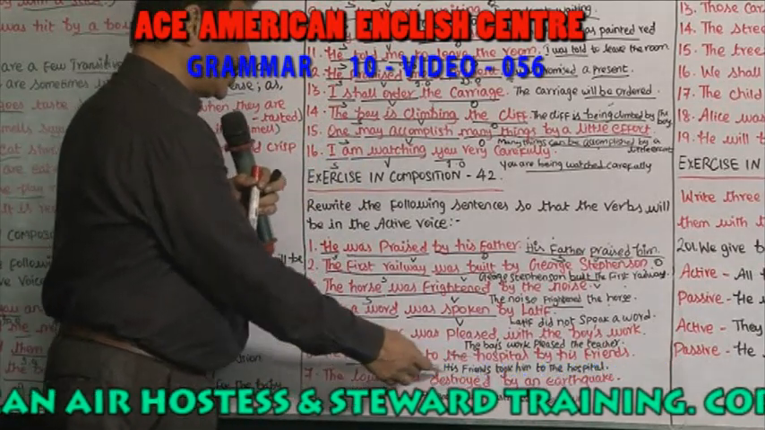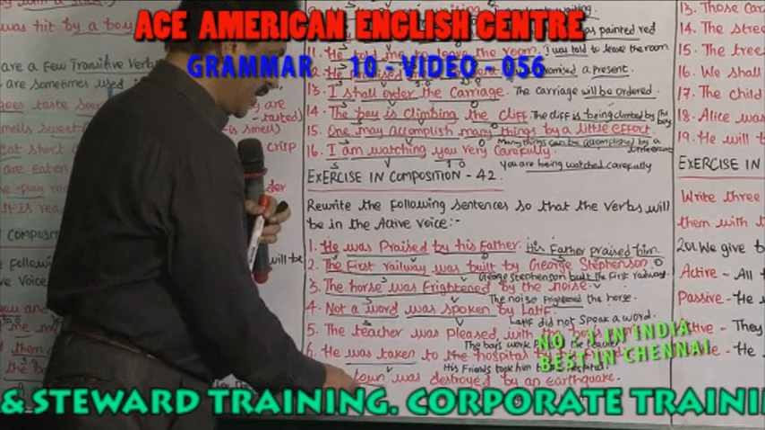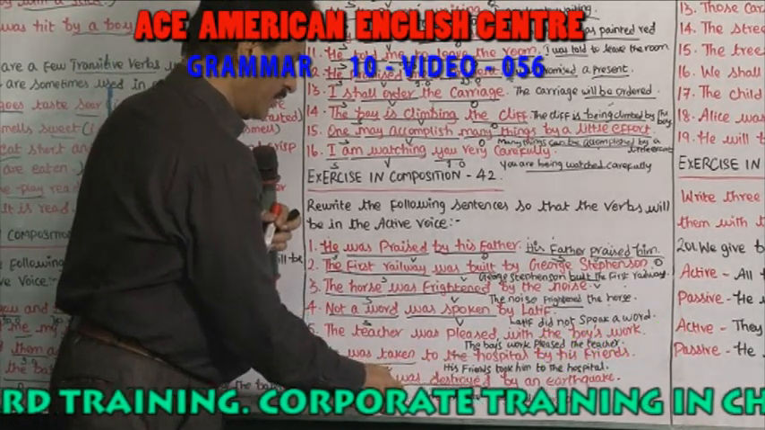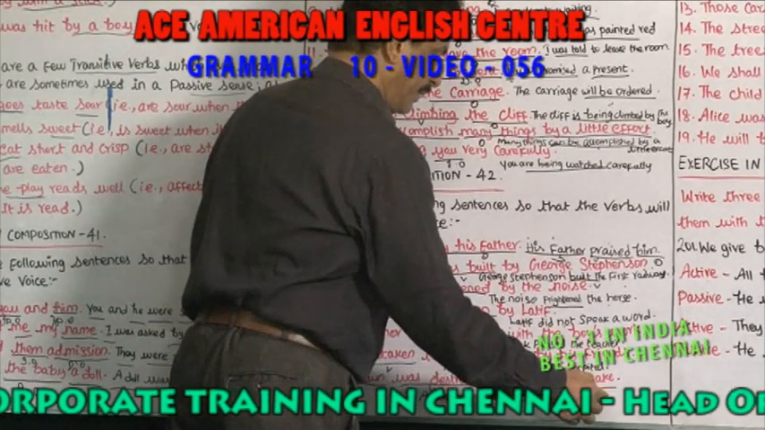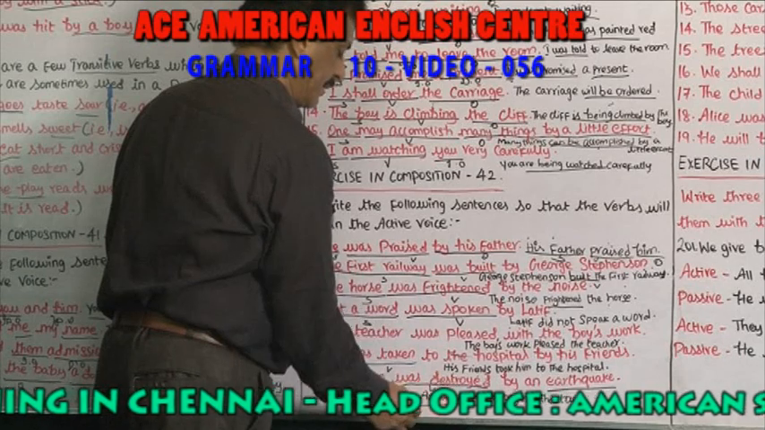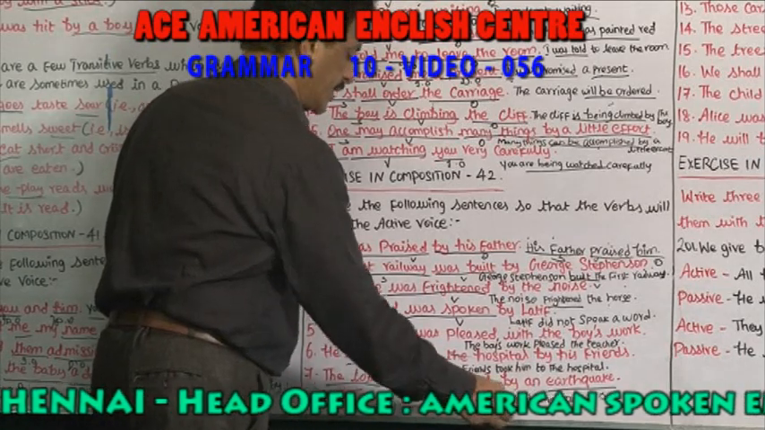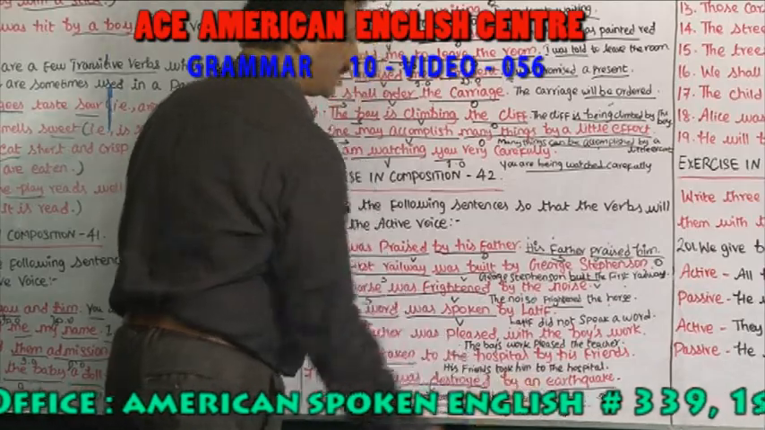The town was destroyed by an earthquake. The town is the subject here. Was destroyed is the verb, the passive voice verb. Earthquake becomes an object in passive voice. So in active voice, earthquake should come as a subject. Earthquake, destroyed becomes the verb. The town becomes the object here.